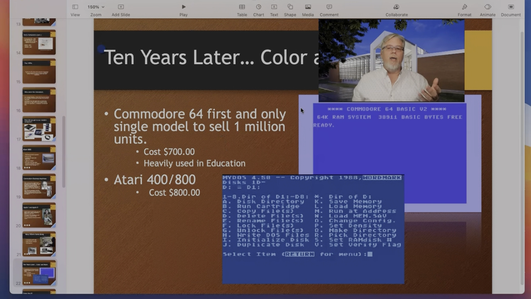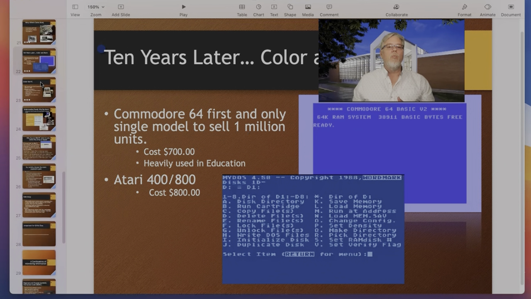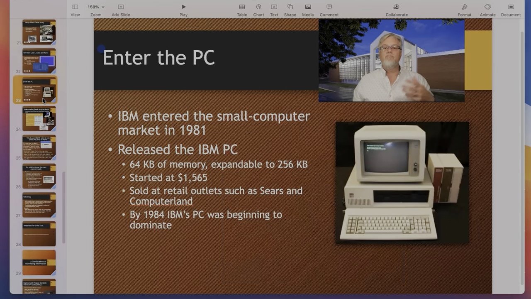The question is why? So look at the cost of this, heavily used in education. Atari was the same. I throw the Atari in there because people are like, I know the name Atari, right? Asteroids. They know that stuff. So the Atari was in there around the same price. But as compared to others, here's the IBM PC. It comes in around the same time, and it costs $1,500. $700, $1,500. Now that's about half.